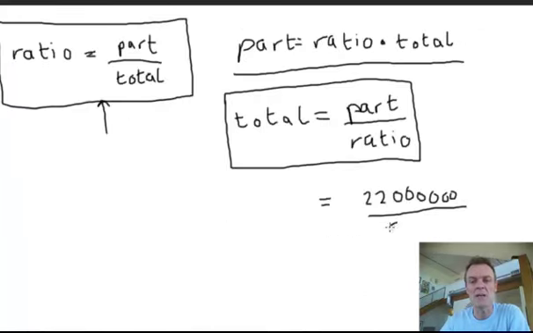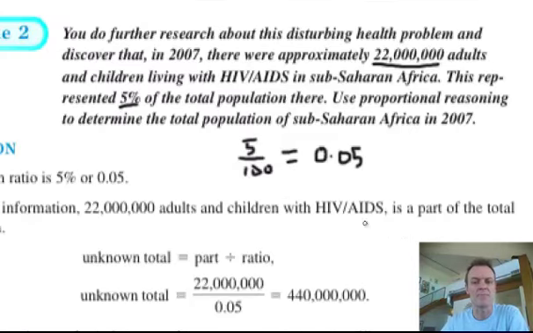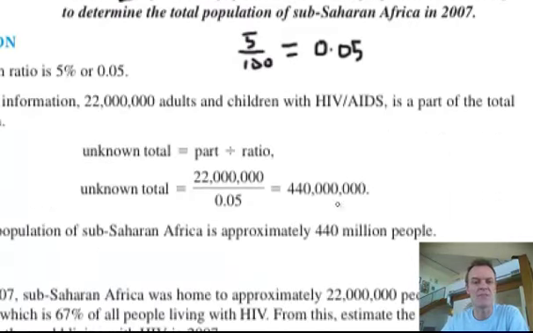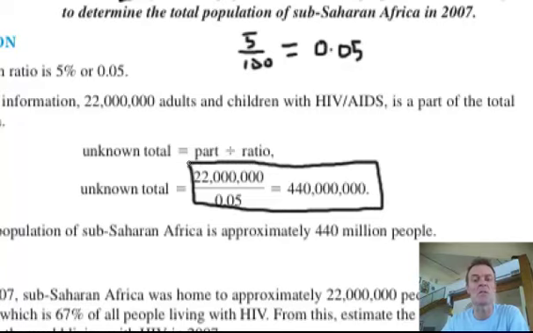So if I go back and put the ratio there, that's me setting it up, and that will give me the total. Now let's go back to the paper, because actually here it is. And that works out to be 440 million people living in sub-Saharan Africa. So we're just putting the numbers into an equation.